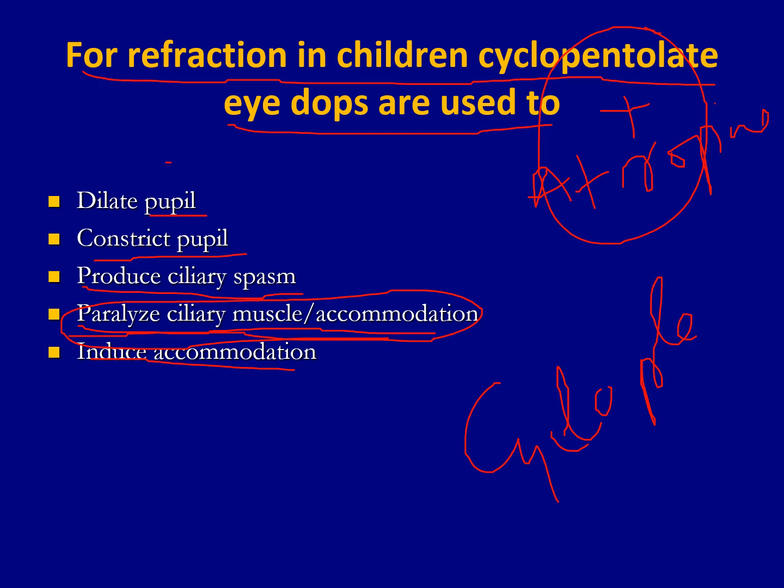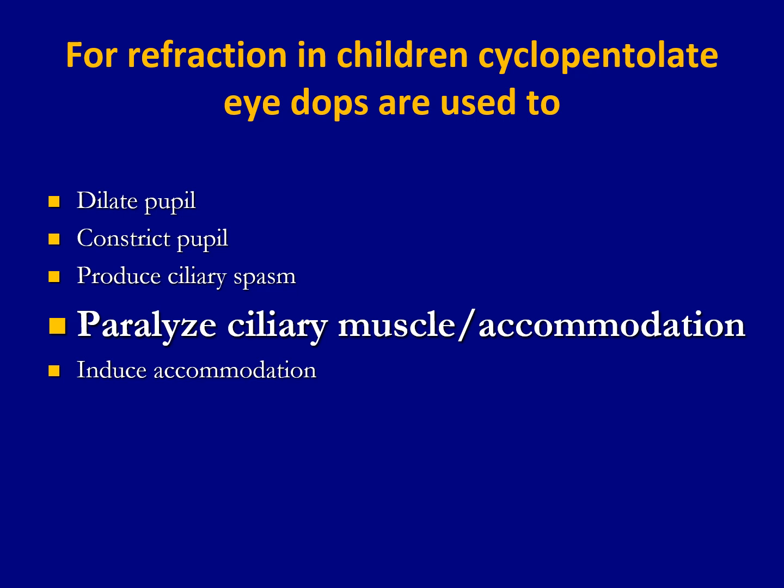Also remember, both these drops dilate the pupil, but that's not the purpose of using these drops. In children, the purpose of using these drops is not to dilate the pupil, but rather to paralyze the accommodation. So the correct answer would be paralyze ciliary muscle or paralyze accommodation. Next MCQ.